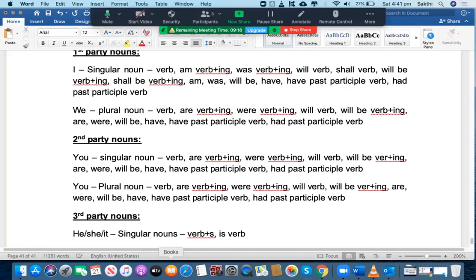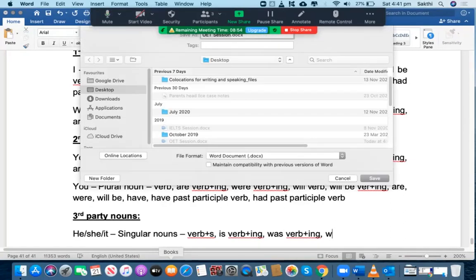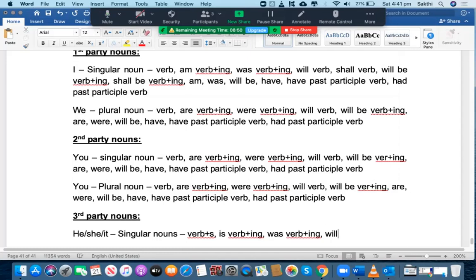And they go with "is" and verb plus ing. For example, he is coming, she is going, it is barking, it is biting, and so on. And then we can use "was" and verb plus ing, in the past tense, like he was doing, he was coming, she was eating, it was biting, and so on. And then these go with "will" and verb. And then they go with "will be" and verb plus ing.